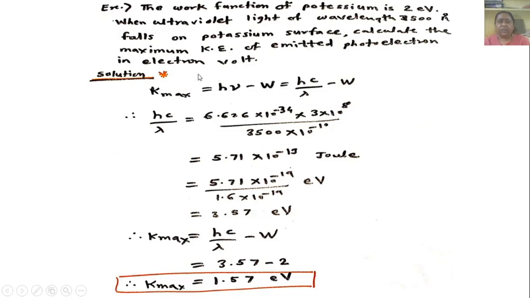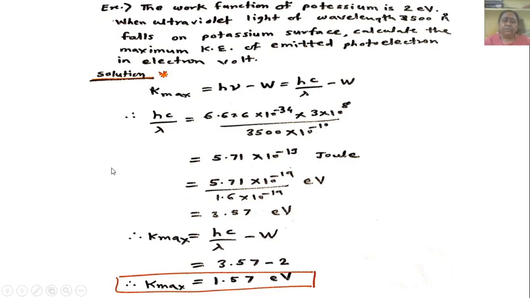Now here we know the relation that maximum kinetic energy = hν − W = hc/λ − W. So hc/λ = 6.626 × 10^-34 × 3 × 10^8, putting the values here, upon 3,500 × 10^-10. So hc/λ = 5.71 × 10^-19 joule.